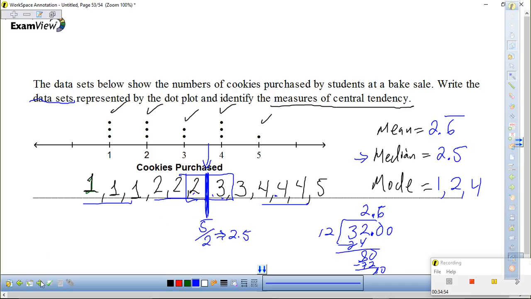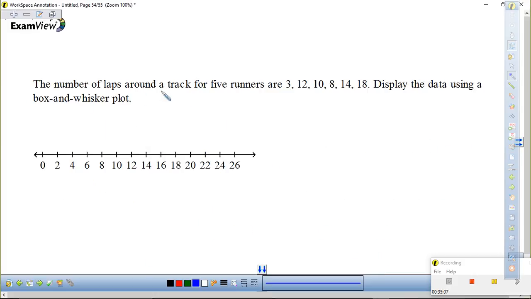Okay? Let's go to 25. It says, the number of laps around a track for 6 runners are 3, 12, 10, 8, 14, and 18. Display the data using a box and whisker plot. So first of all, we need to arrange it from least to greatest, don't we? All right, so let's start with the least. Which is the least? 3, comma, next. 8, comma. 10, comma. 12, comma. 14, comma. And 18. Okay?